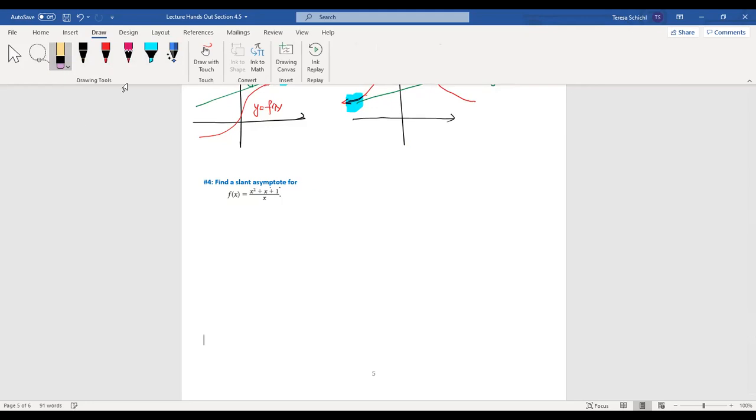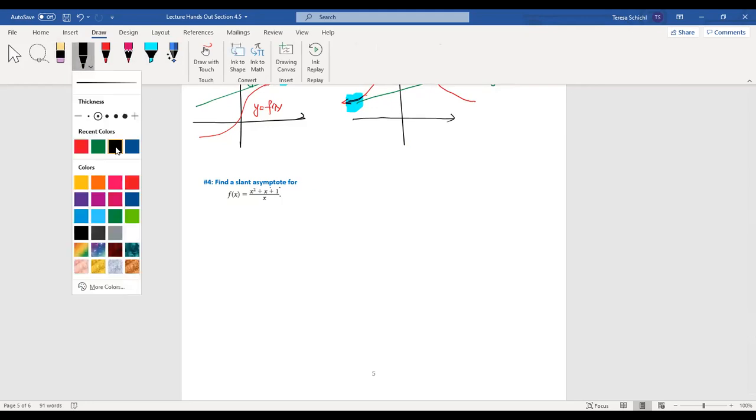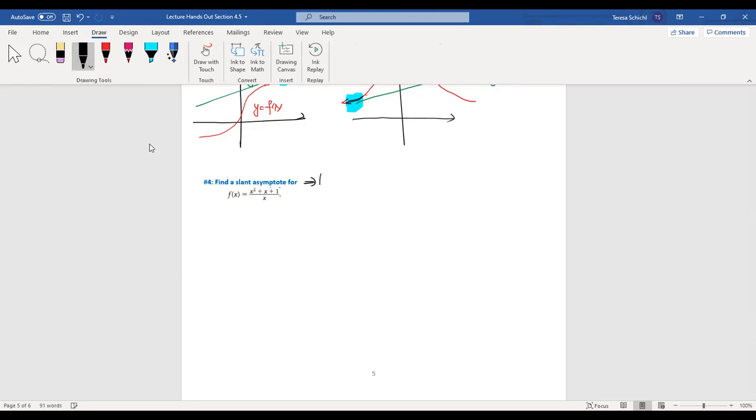We can use the long division to find the lines here. So what does that mean? Let's take a look. This one is x squared plus x plus 1, divided by x, okay? And then in here, this is x. If you remember the long division, this is x, so this is x squared, correct?